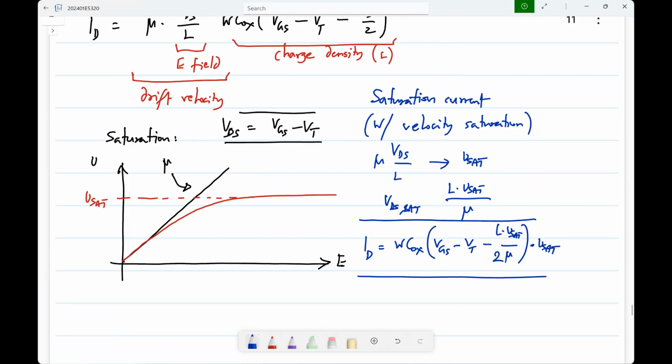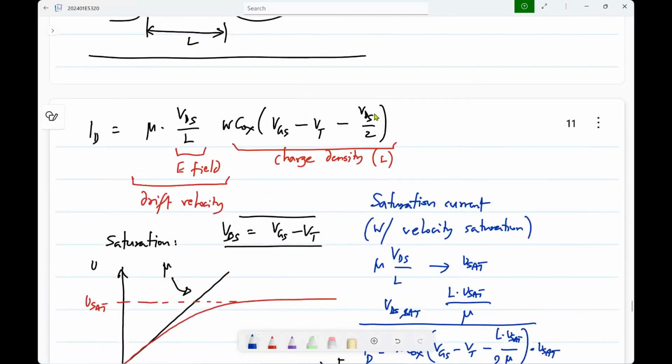No, this VDS expression is for the triode region, okay? You have to substitute that with whatever is related to that point in the saturation region. So here saturation is happening because of velocity.